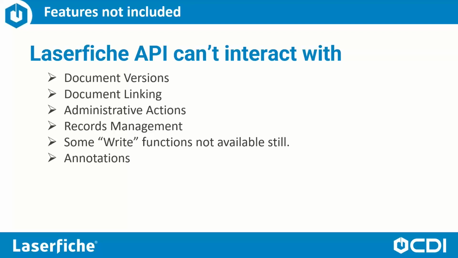Administrative actions. Anything in the administrative console, if you wanted to create metadata fields or update user security, the API can't do that yet. The same goes for records management and other write functions. Write functions would be something like, when you're importing a document, you can't set up the API to delete blank pages automatically, turn pages, or OCR them. But with the other tool set available to you in Laserfiche, you can maybe build a workflow or process it through Quick Fields to do some of those other write features.